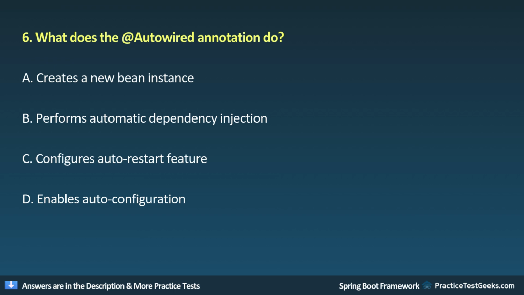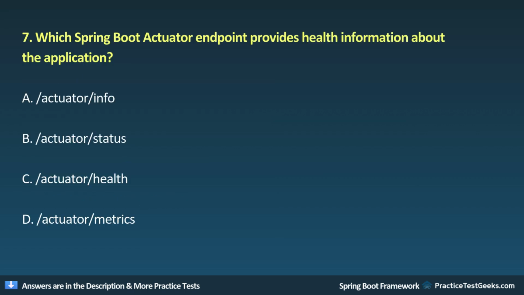6. What does the @Autowired annotation do? A. Creates a new bean instance. B. Performs automatic dependency injection. C. Configures auto restart feature. D. Enables auto configuration.